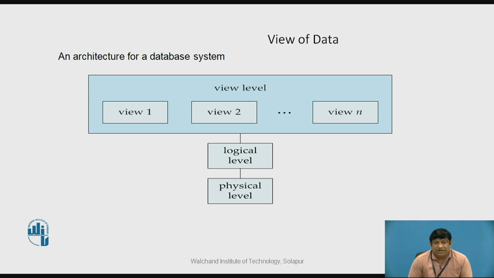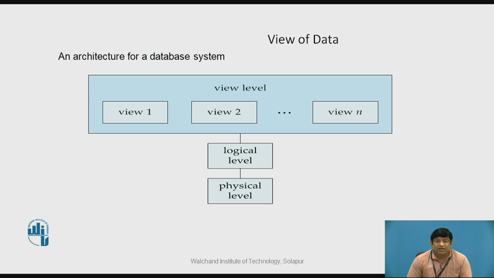Next, view of data. Here is a simple view architecture for a database system. In that case, we can consider different types of views. The first one is the view level. Here we consider view 1, view 2, view n. It depends on the end user how they view the data.